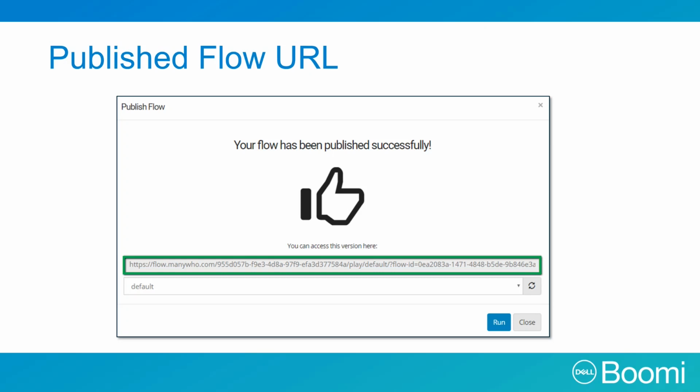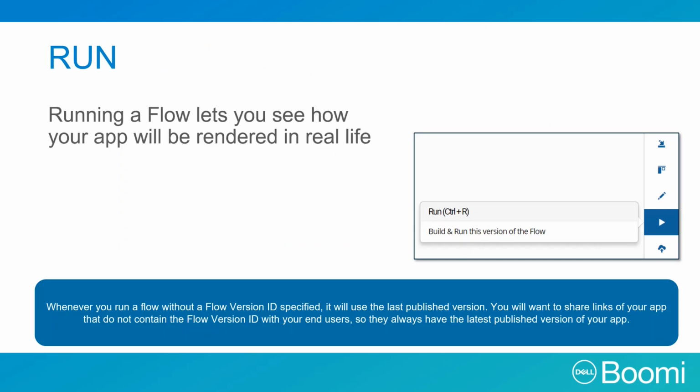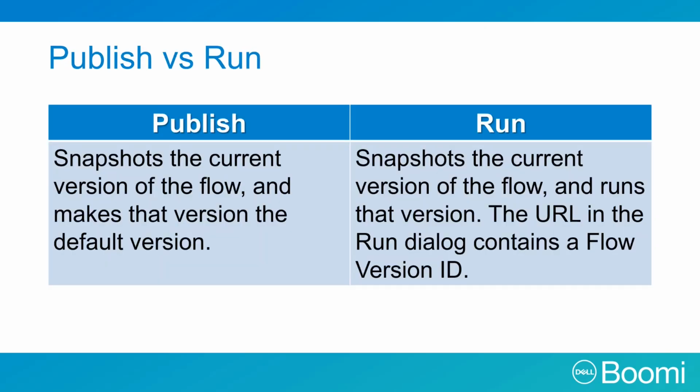Here you will click on the Run button in the publish flow window to render your app. The Run icon is also located on the right-hand side of the screen next to the flow canvas and just above the publish icon. In our activities, we will publish and run when creating our flows because we want to create snapshots of our flows and have default versions of our flows created.